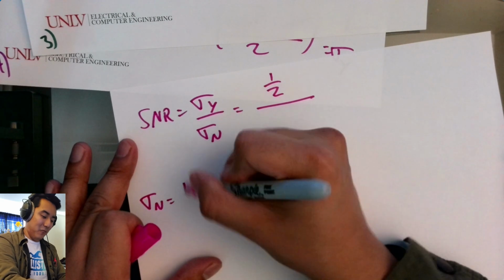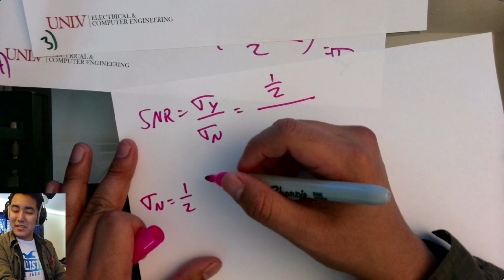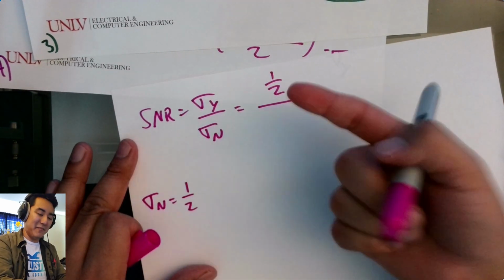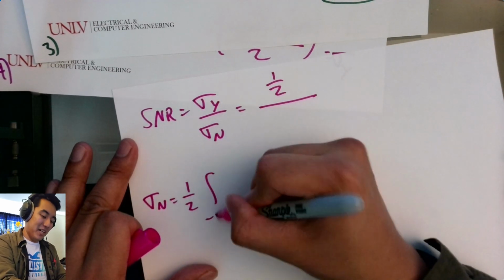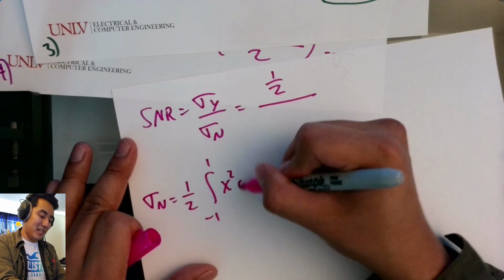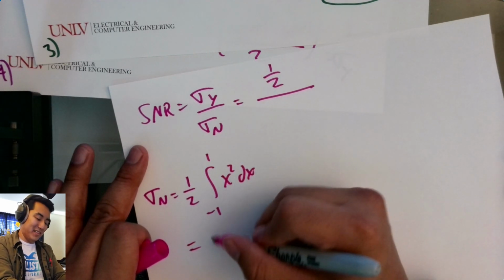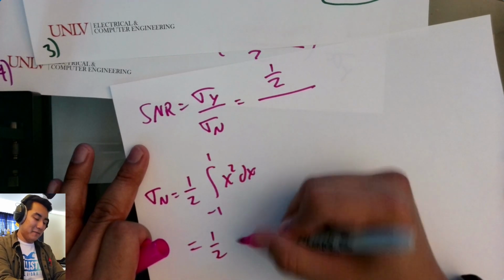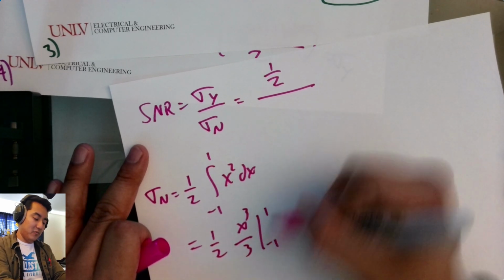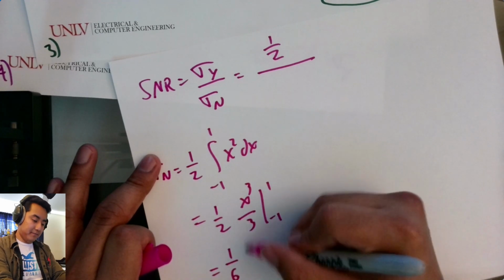And we actually have 1/2. That's our amplitude thingy. It's the probability density function amplitude from -1 to 1 of x squared dx. It's going to equal, I think these numbers should be familiar, 1/2 times x cubed divided by 3 from -1 to 1, which is equal to 1 over 6.